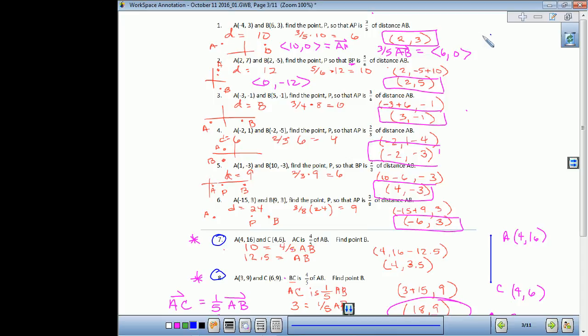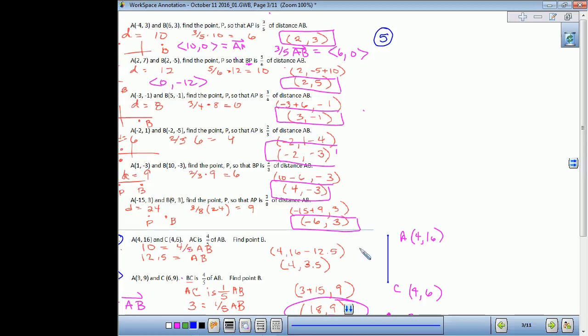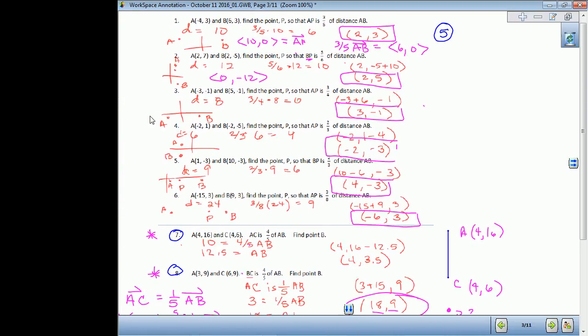All right, so we're going to do number 5. We can see the answer is 4, -3. But let's take a look at it, and we'll do it step by step. Okay, so in number 5, we have points A and B.